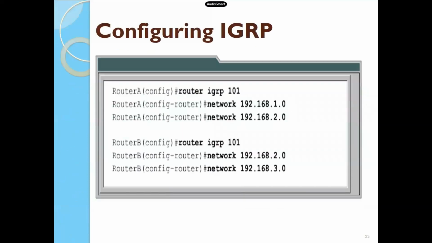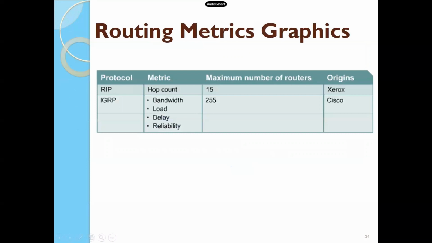Similar setup, you just say router IGRP 101. We'll talk about the details of 101 later in the lab, inshallah. And this is the same syntax, so you just need to identify the protocol here. Similar thing here, network. These Packet Tracer commands, I will leave for the lab for the details.